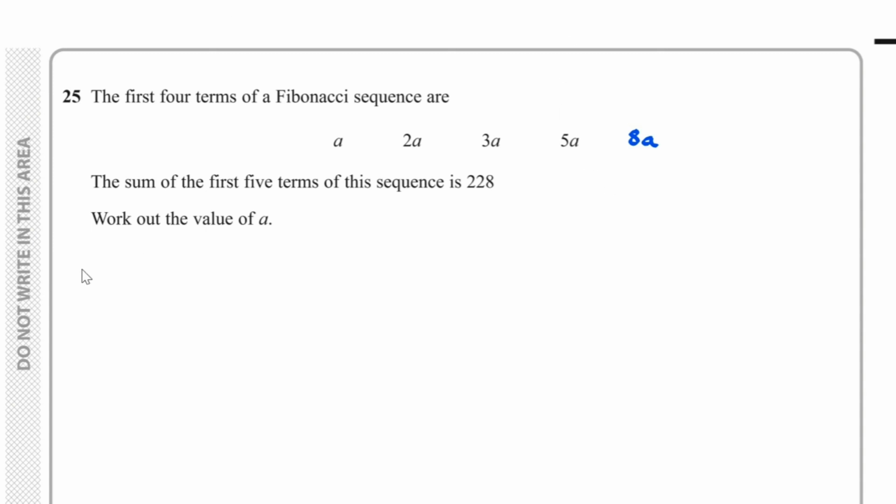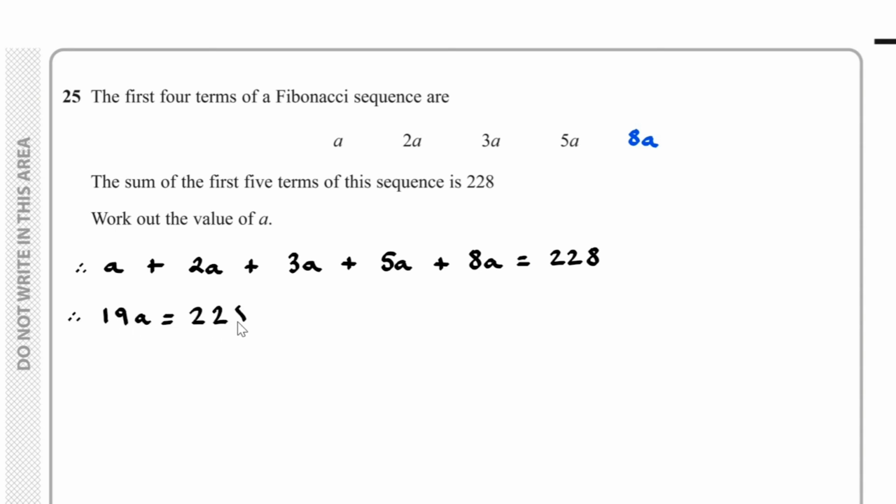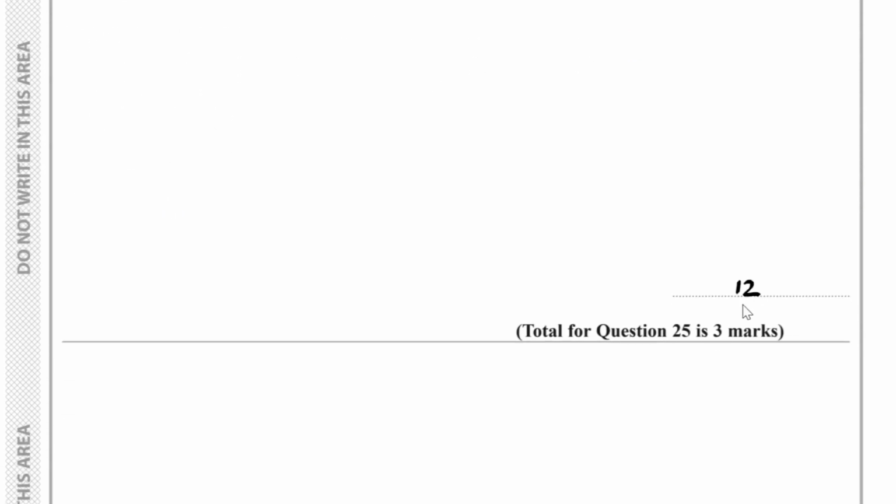And so therefore, the sum of all these is equal to 228. So I have a plus 2a plus 3a plus 5a plus 8a, and that's equal to 228. 19a is equal to 228. A is equal to 12. So the value of a is 12.